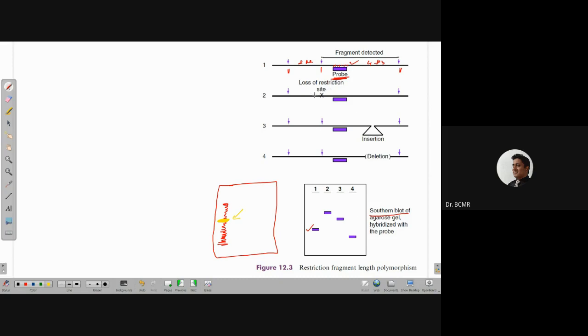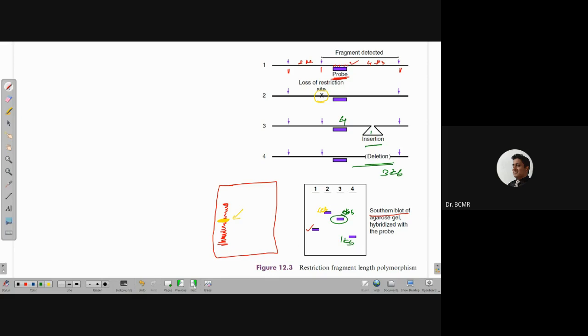So in the second one, there is a loss of restriction site. That's why we see a larger fragment, about 6 kb. And in the third one, there is an insertion. It's probably not so much, say this is 4 kb and this could be 1 kb. So around a 5 kb fragment. And in the last one, say a larger fragment is lost, say 3 kb, a 3 kb deletion. So what you're left with is 1 kb.